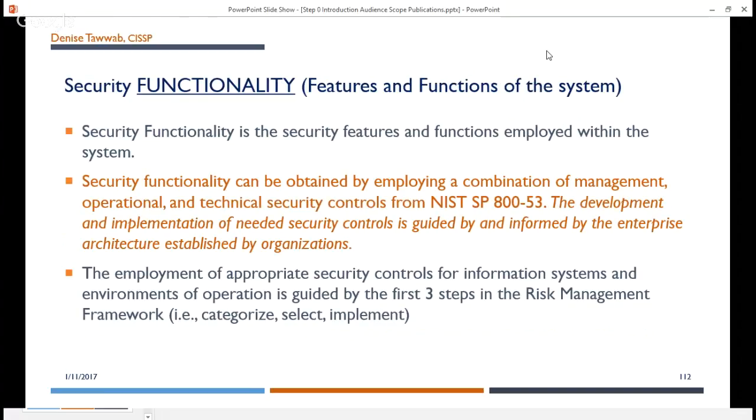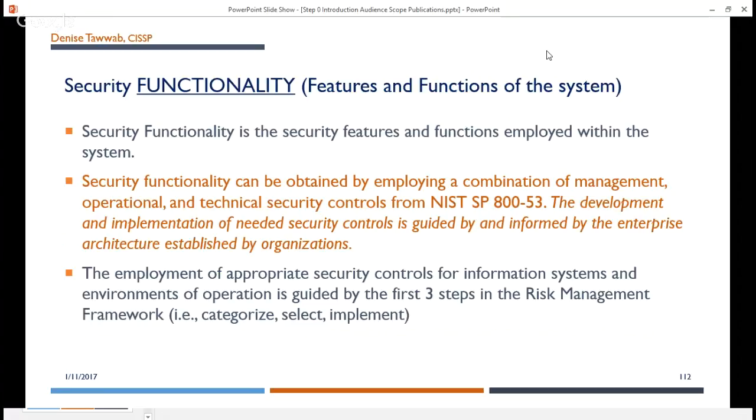Security functionality, features and functions of the system. Security functionality is the security features and functions employed within the system. Security functionality can be obtained by employing a combination of management, operational, and technical security controls from NIST Special Publication 800-53, which is the control catalog for NIST risk management.